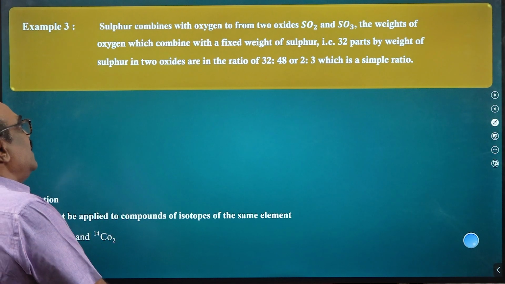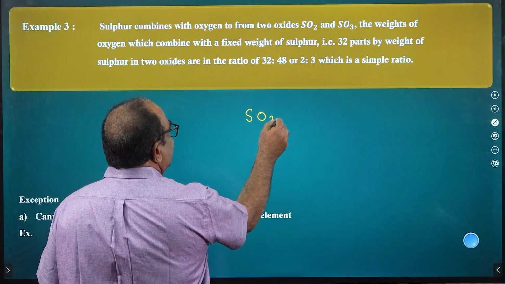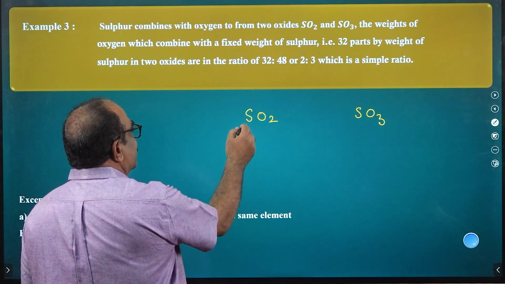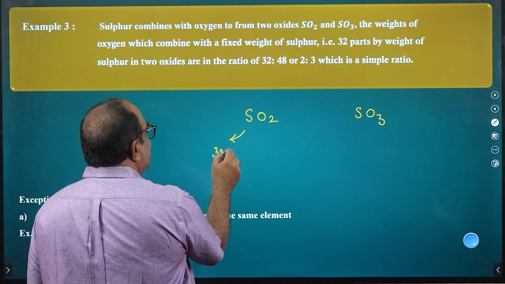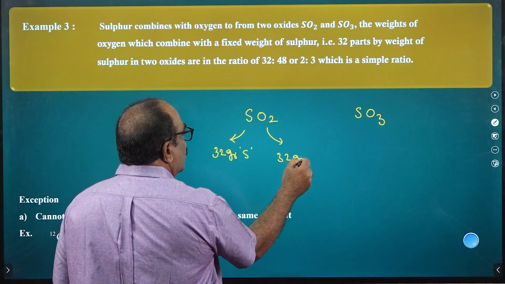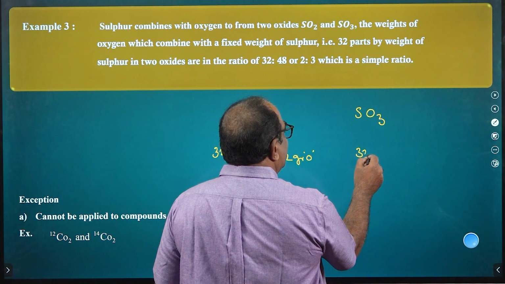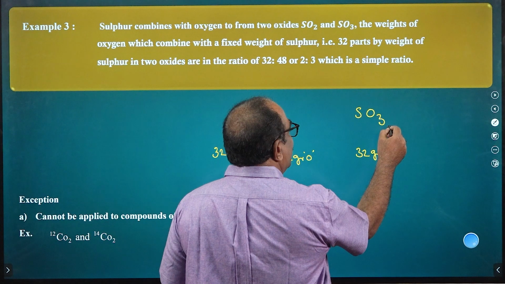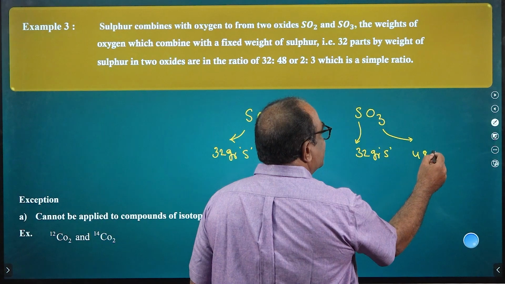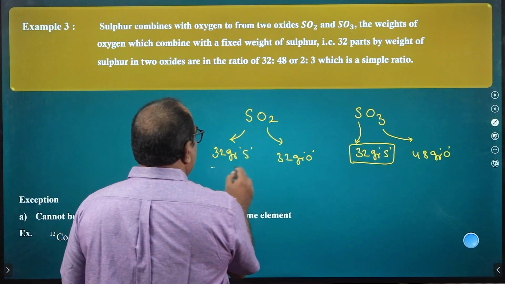Example 3: sulfur combines with oxygen to form two oxides. One is sulfur dioxide, the other is sulfur trioxide. In this case, I can write that 32 grams of sulfur is going to combine with 32 grams of oxygen in the first oxide. In the second oxide, 32 grams of sulfur is going to combine with 48 grams of oxygen. I made it in both cases 32 grams of sulfur only.